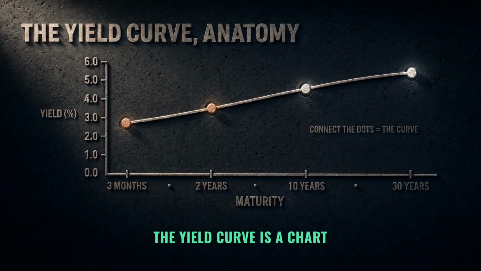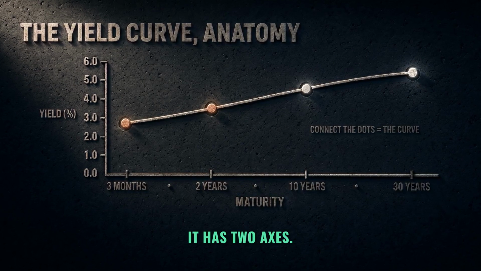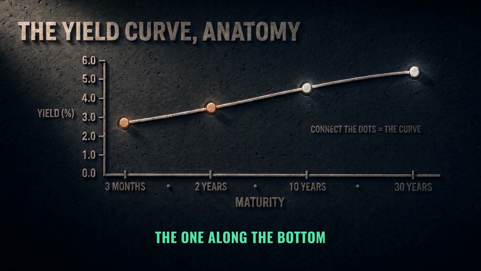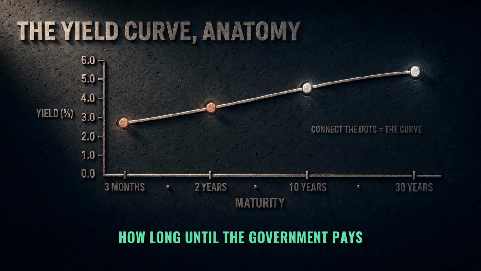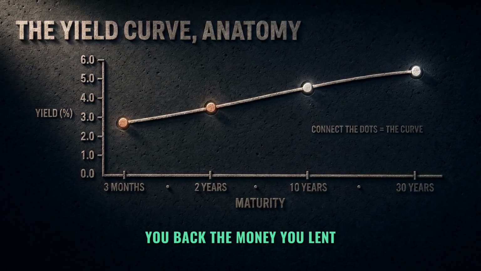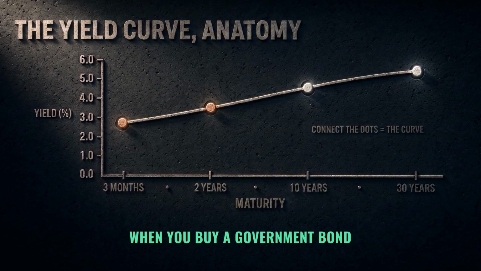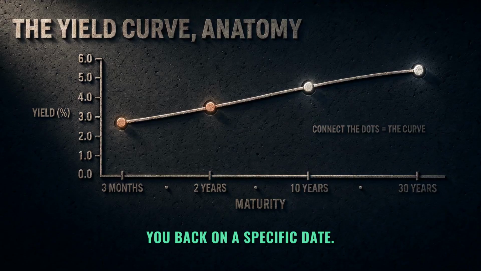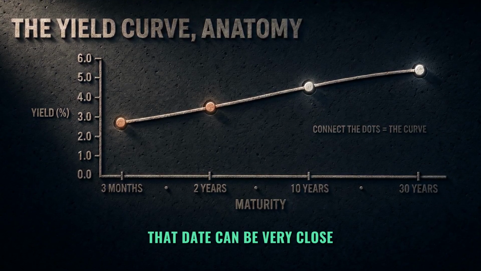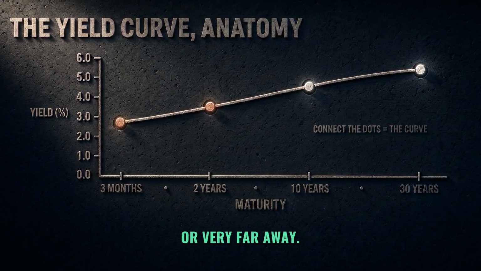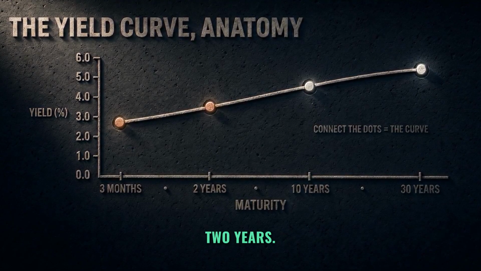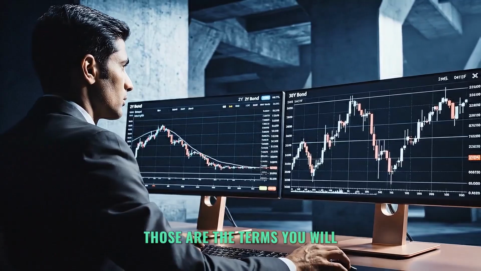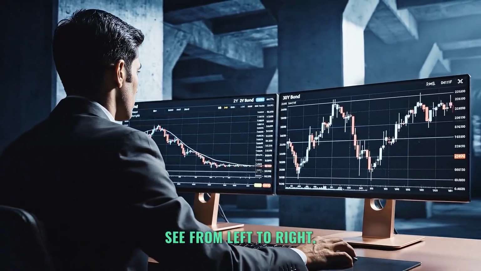The yield curve is a chart, nothing more. It has 2 axes. The horizontal axis, the one along the bottom, is maturity. How long until the government pays you back the money you lent it? When you buy a government bond, you are really lending, and the government commits to paying you back on a specific date. That date can be very close or very far away. 3 months, 2 years, 10 years, 30 years. Those are the terms you will see from left to right.